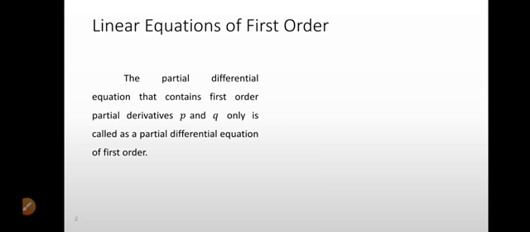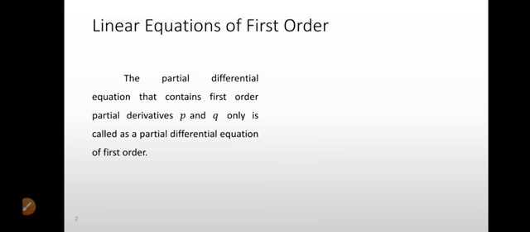r, s, t are the notations used for second order partial derivatives of the function. Here the condition is that if the given partial differential equation is containing only the first order partial derivatives p and q, then we can call that partial differential equation as a partial differential equation of first order.